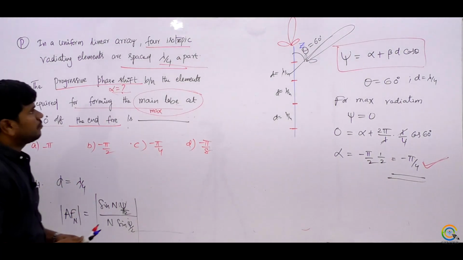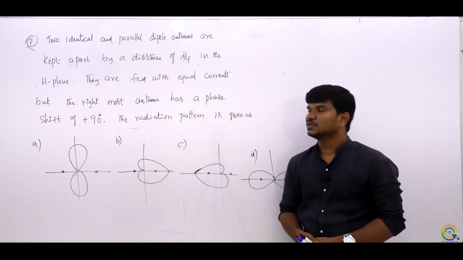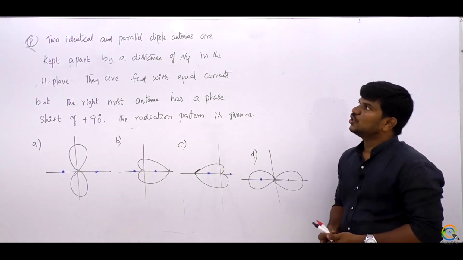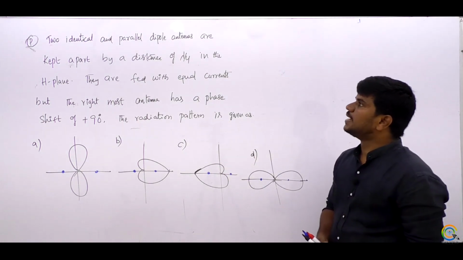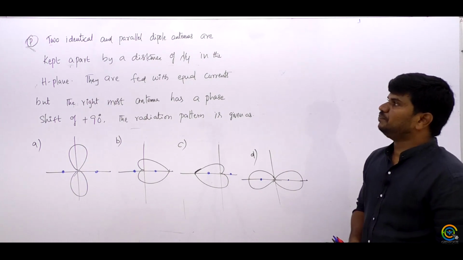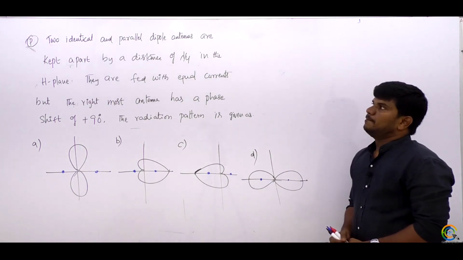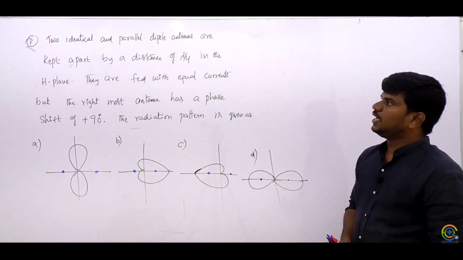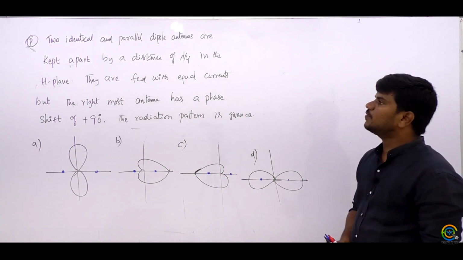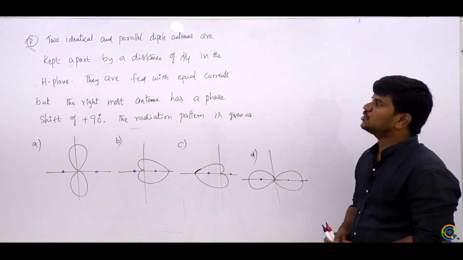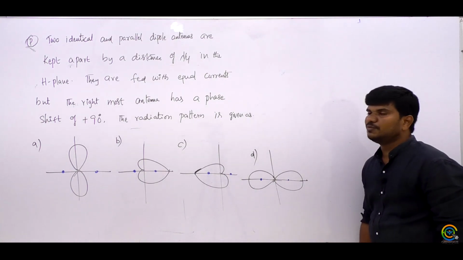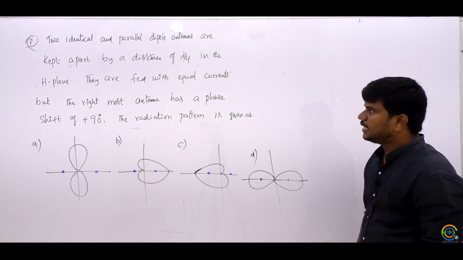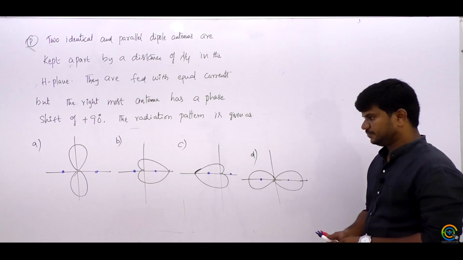Welcome to Genique. This is our next question. Two identical and parallel dipole antennas are kept apart by a distance of lambda by 4 in the H plane. They are fed with equal currents, but the rightmost antenna has a phase shift of plus 90 degrees. The radiation pattern is given as.